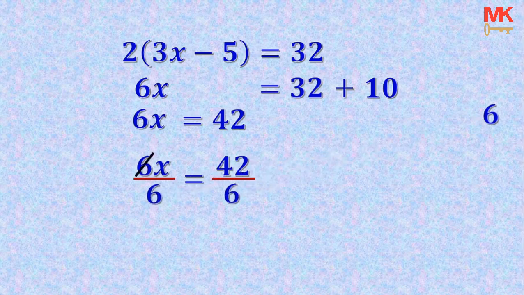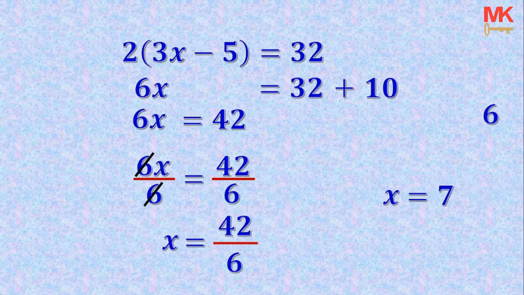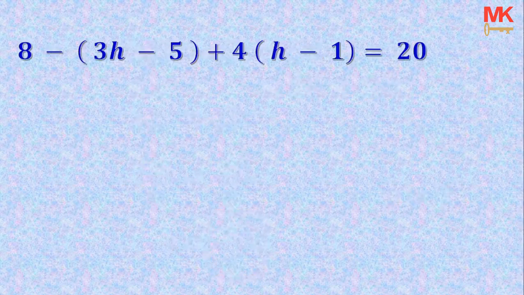Of course, 6 on top cancels 6 under, and at the left-hand side, what we have remaining is just x, and that's equal to 42 divided by 6. So x equals 7, since 42 divided by 6 is equal to 7. Let's see this other example. This looks complicated. Relax your mind, don't worry. We're going to do it together step by step.